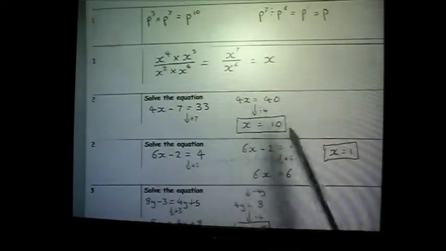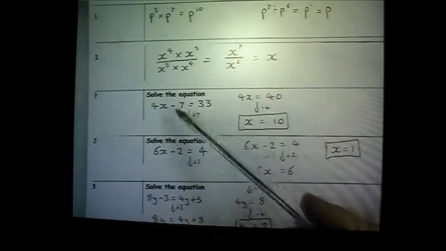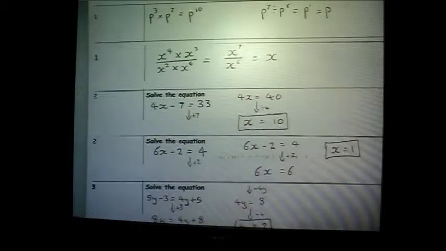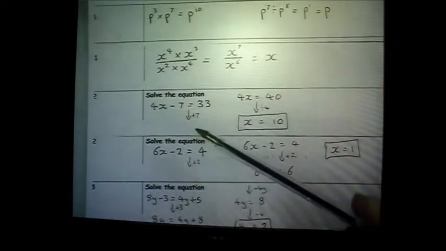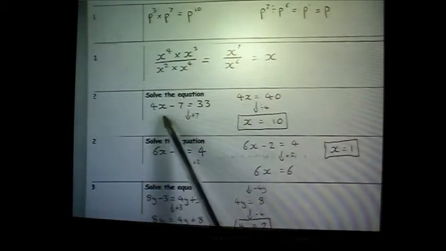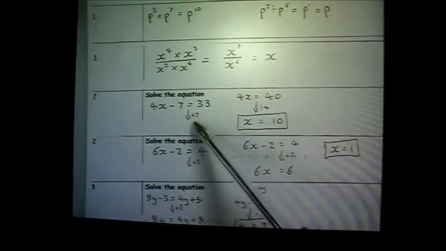On the next one, solving the equation. Solving an equation means finding the value of x. So 4 times what, take away 7, is 33. Some people can just look at that and recognise it's 10, but it's good practice to go through the workings for the harder ones. You need to get x on its own. That is the idea. So we're going to get rid of this negative 7 or minus 7. How do you get rid of a minus 7? You add 7 because that takes it to 0.